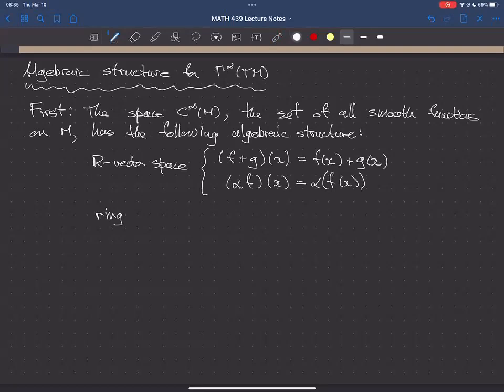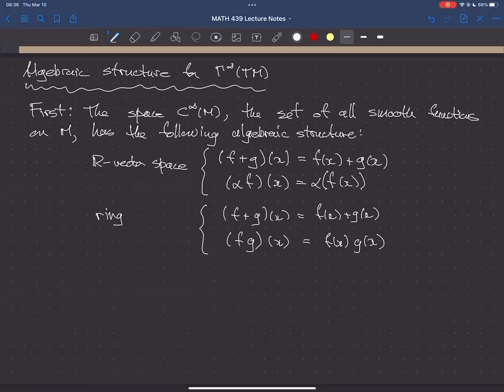And so the ring operations. I need to tell you again how to add two functions, but we know how to do that already, and it's the same. Then I need to tell you how to multiply two functions, and of course, you do that in the obvious way.